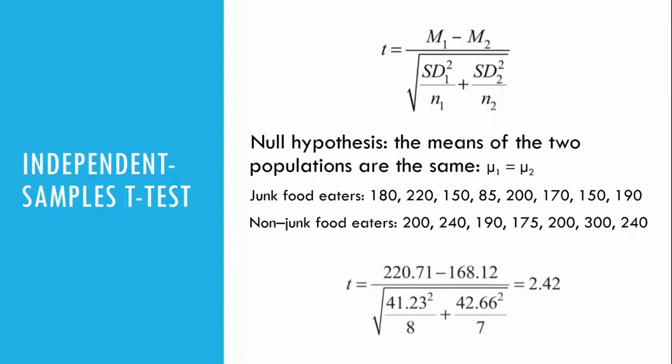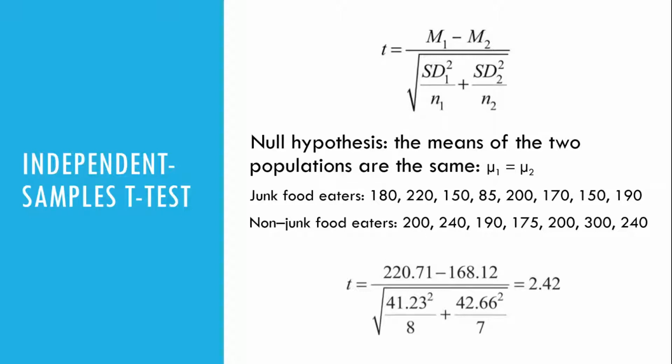The independent samples t-test. The independent samples t-test is used to compare the means of two separate samples, M1 and M2. The two samples might have been tested under different conditions in a between-subjects experiment, or they could be pre-existing groups in a cross-sectional design, such as women and men or extroverts and introverts. The null hypothesis is that the means of the two populations are the same. In other words, mu sub 1 is equal to mu sub 2.